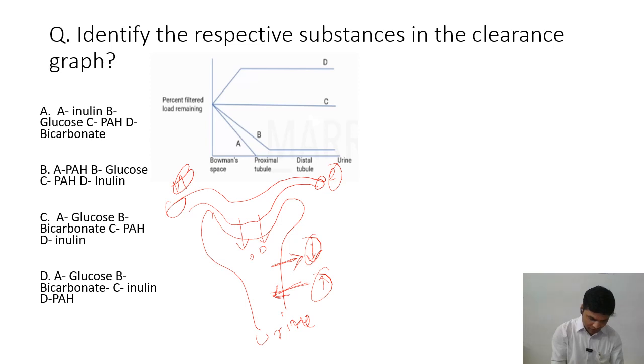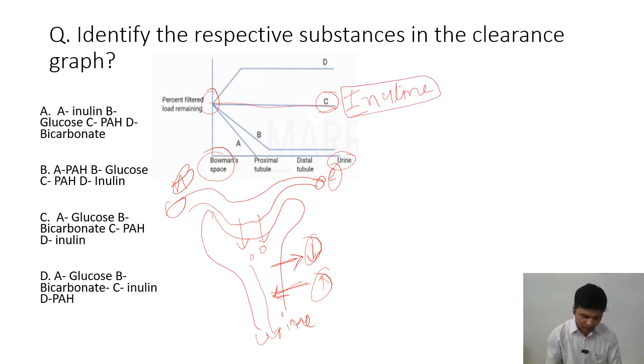So here we can see the substance is filtered into Bowman's space, and first see the C line. What does the C curve say? There is no change, it is a straight line. Whatever is filtered comes to the urine, the same number is coming to the urine, and that's it. We know inulin is freely filtered but neither reabsorbed nor secreted, so that substance is clearly inulin.